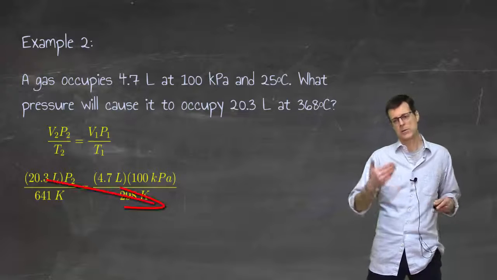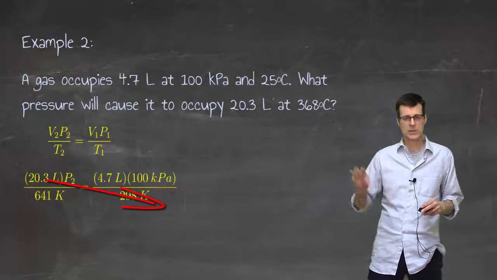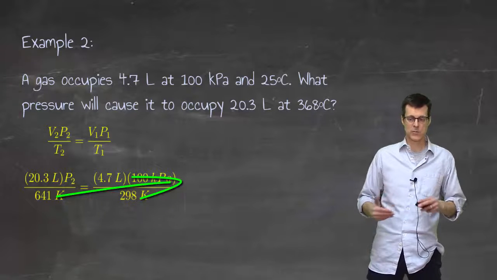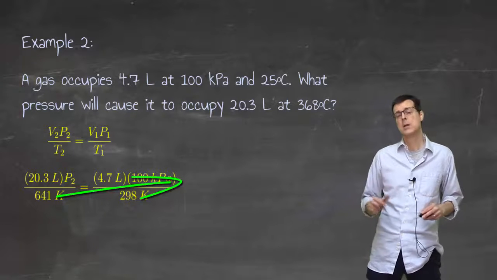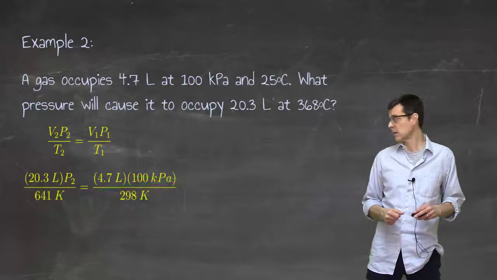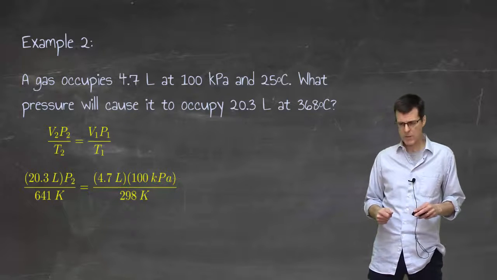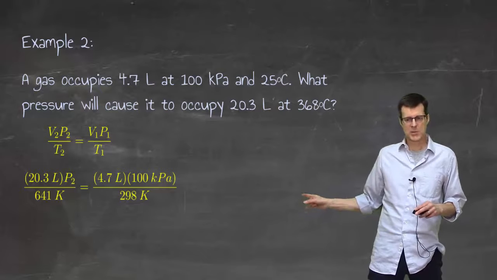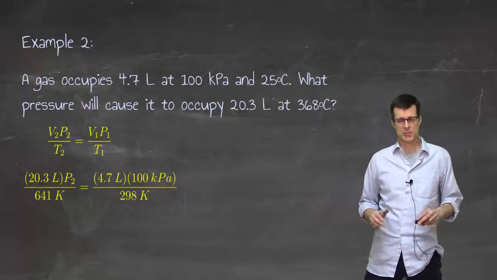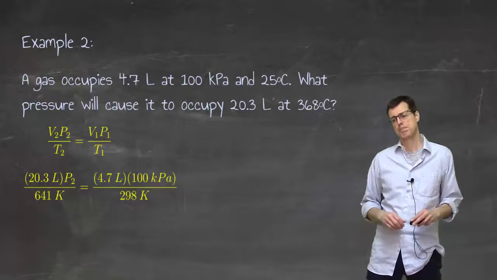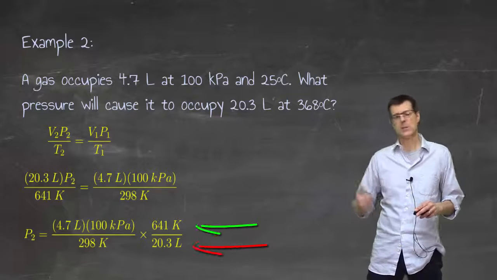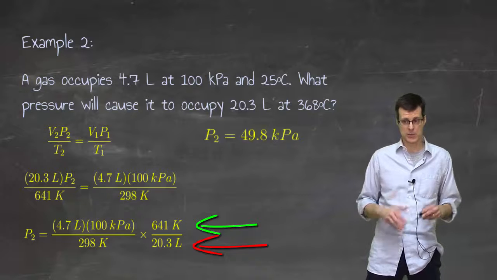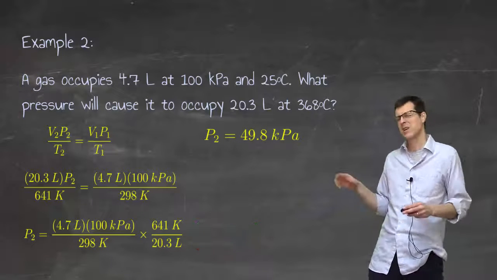Again, I have to divide both sides by 20.3 liters to take it off of the left and multiply both sides by 641 Kelvin to get it off of that side. So let me say that again to make sure I got it right. Divide both sides by 20.3, multiply both sides by 641. When I do that, everything gets to the other side except for my second pressure, and when I finish that calculation I have a pressure of 49.8 kilopascals.